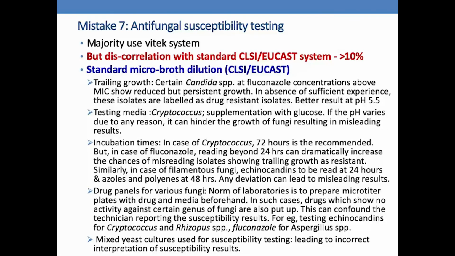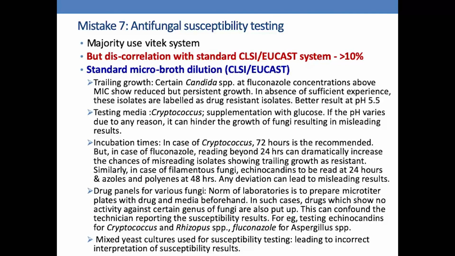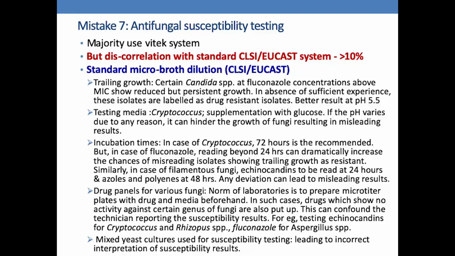You know, several times, how many of you are doing microbroth dilution? How many of you are doing microbroth dilution for susceptibility? No one?